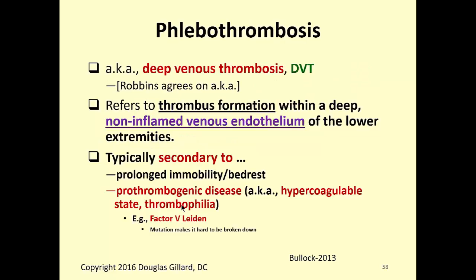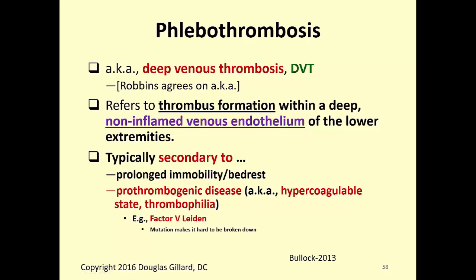Phlebothrombosis, on the other hand, is an AKA for deep vein thrombosis, or DVT. Robbins actually agrees on this AKA. So it refers to thrombus formation within a deep, non-inflamed venous endothelium of the lower extremities. Typically secondary to prolonged immobility, bed rest. You get injured and you're laid up in the hospital.